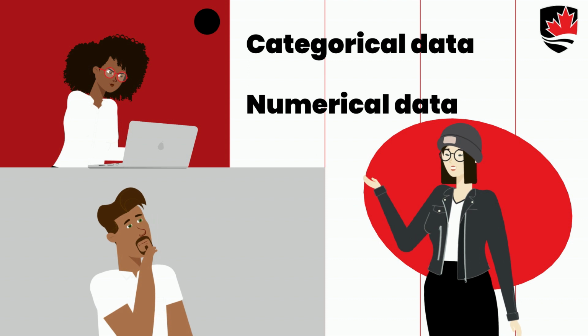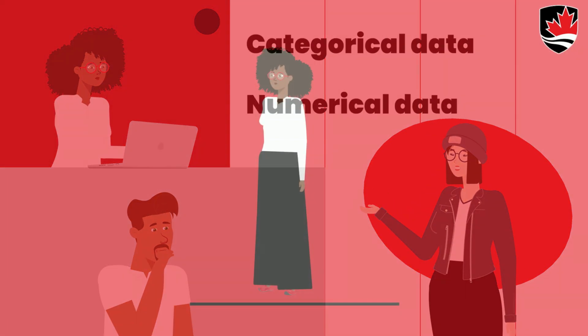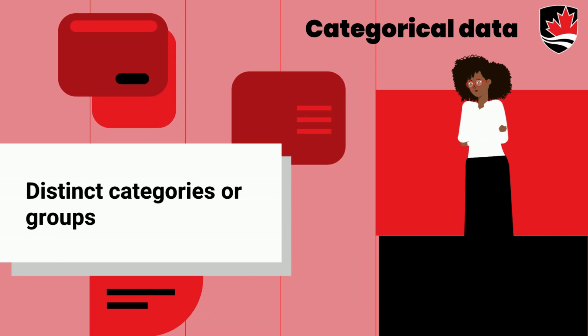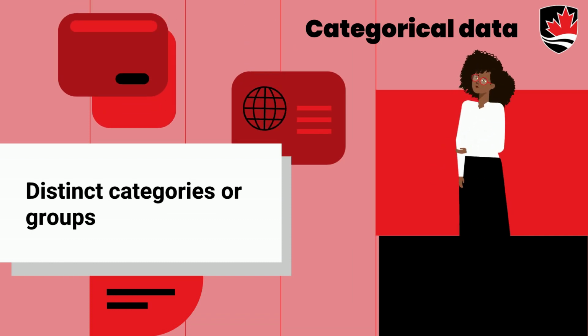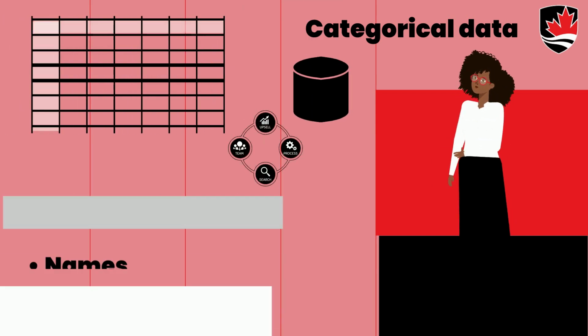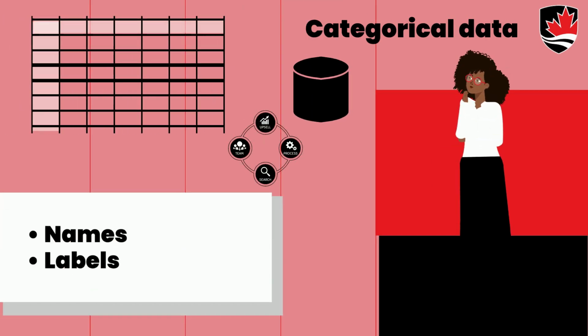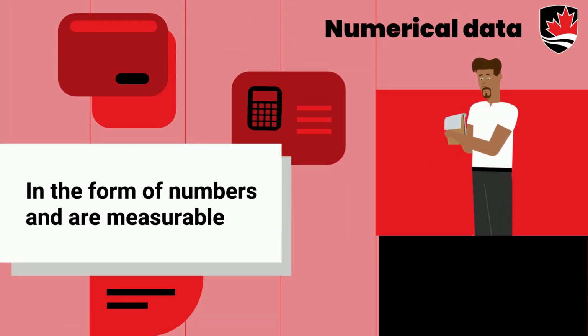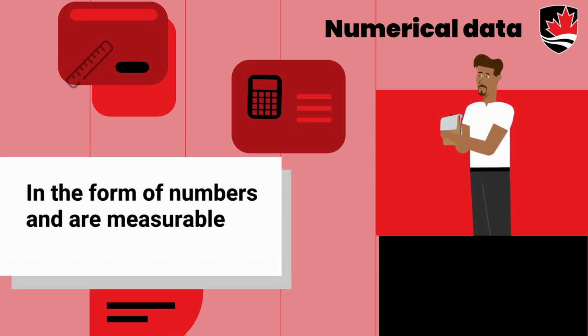There are two main ways to measure data, categorically and numerically. Let's start by looking at categorical data. As its name suggests, these data reflect distinct categories or groups. For example, they can describe where someone is from or what language they speak. Categorical data is more qualitative in nature and can be identified and stored based on names or labels. On the other hand, numerical data is all about numbers. It deals with things like age, weight, or height. These numbers can be measured.